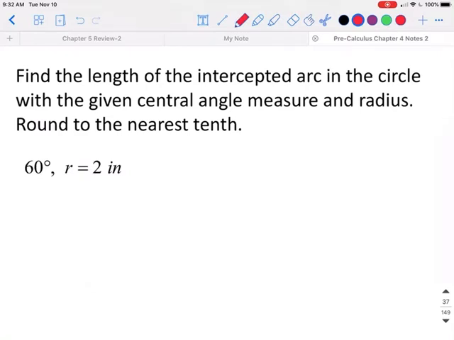Now for this example, we're in degrees instead of radians. So the first thing we need to do is convert this degree measure to radians. Remember, since degree is on top, we're going to put degree on the bottom for the second fraction, and put pi radians on top. 60 goes into itself once, 60 goes into 180 3 times, so this will give us pi over 3 radians.